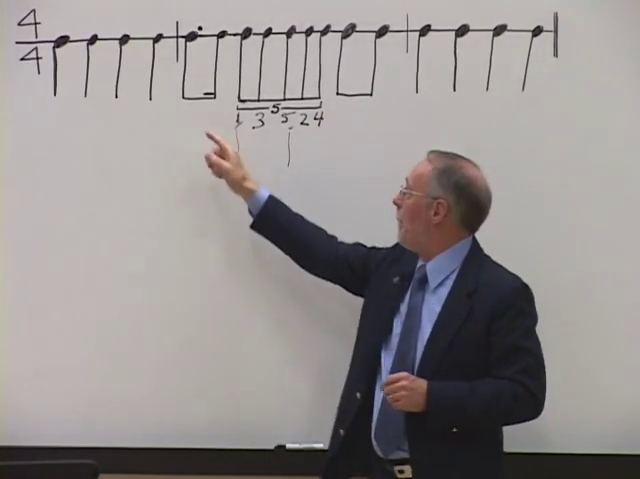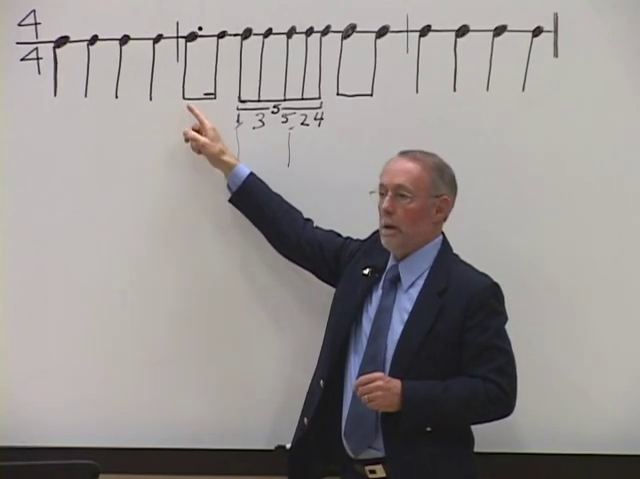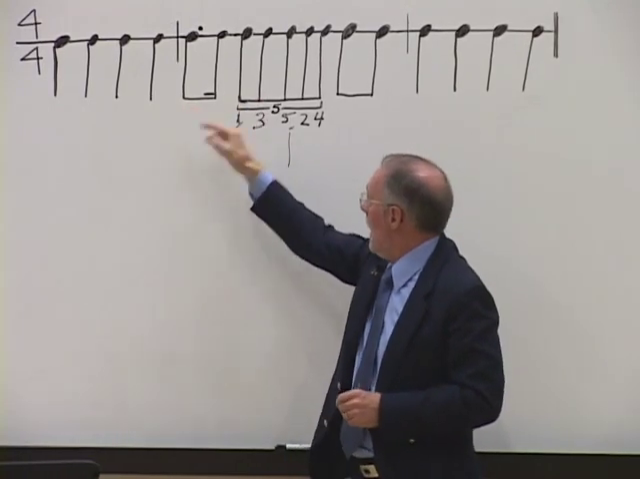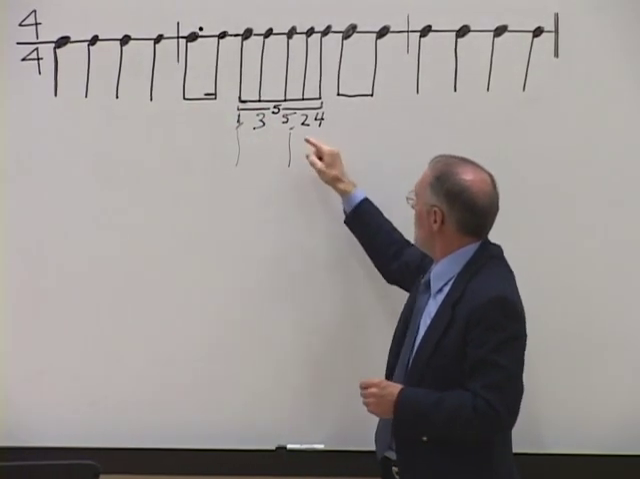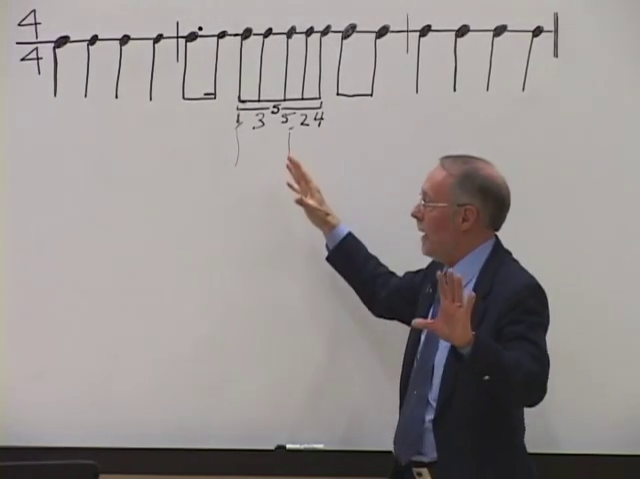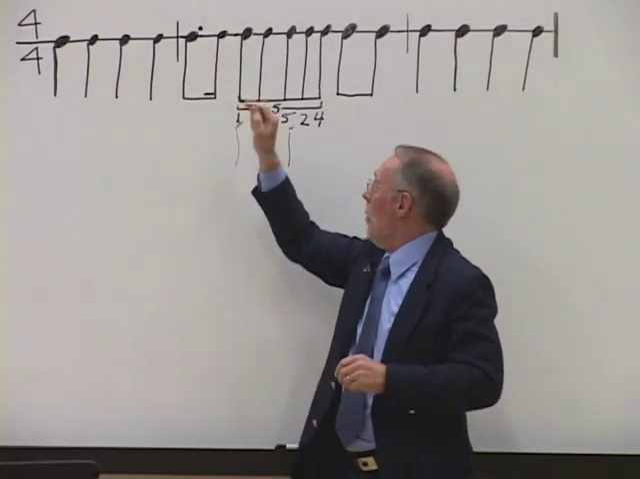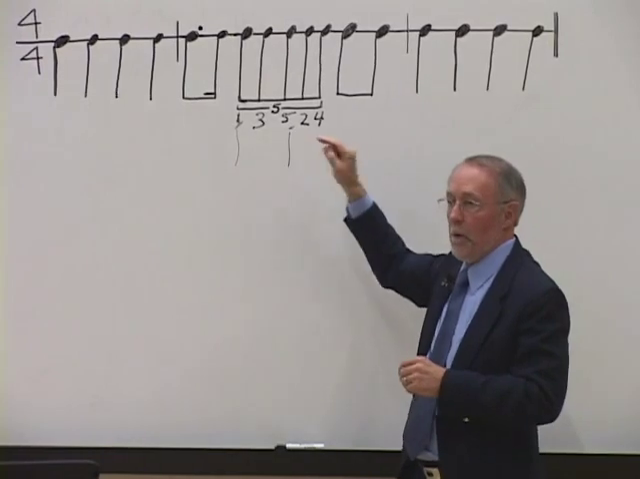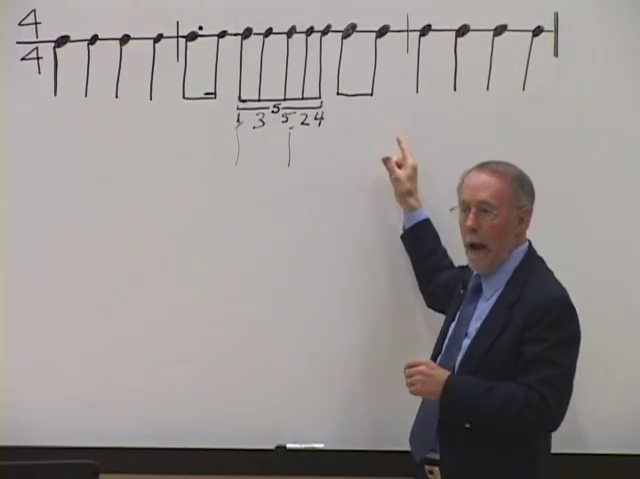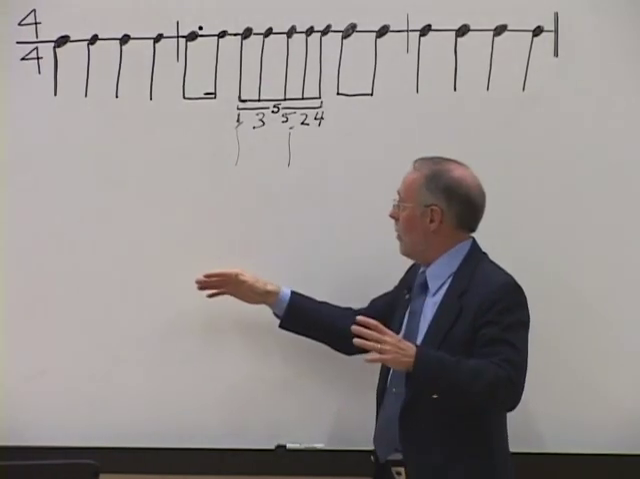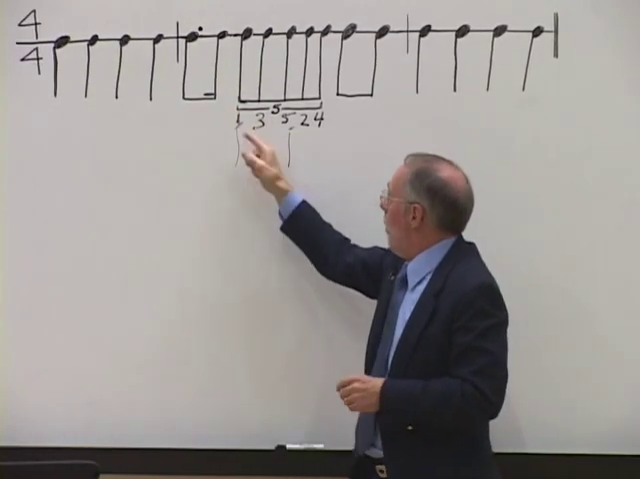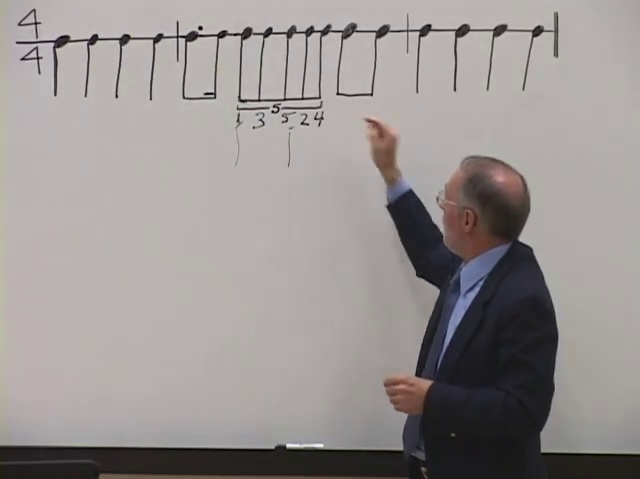Now, clap. Ready? Go. And 1D and 1, 2, 3, 4, 5, 1, 2, 3, 4, 5, 4, and. Ready? Go. And 1D and 1, 2, 3, 4, 5, 1, 2, 3, 4, 5, 4, and.